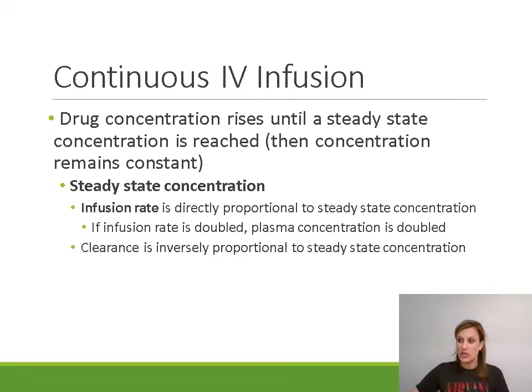First, we'll talk about continuous infusions, and then we'll talk about interval dosing. So with a continuous IV infusion, the drug is being infused constantly, right? At a certain rate, the drug is just consistently going into the body at the same rate all the time. So the drug concentration is going to rise, steadily rise, until you get to steady state concentration. And then once you're at steady state, it's going to remain constant.